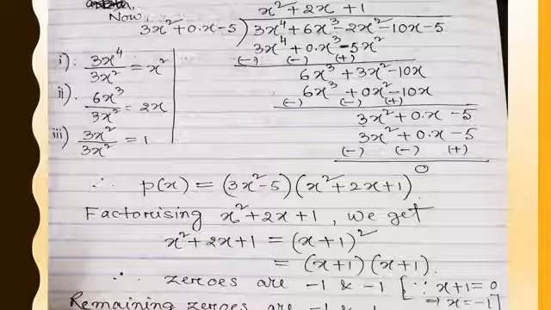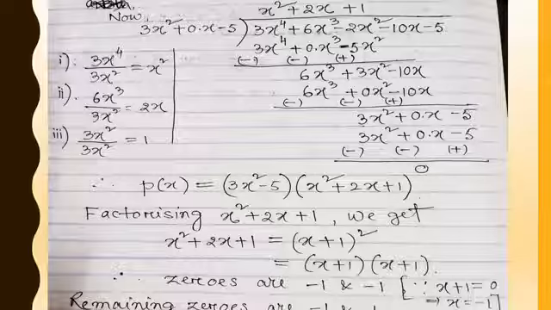Here p of x becomes our dividend. So our dividend is equal to divisor into quotient, and the first factor is 3x square minus 5, and the other one is x square plus twice x plus 1. Divisor into quotient plus remainder, where the remainder is 0, so you need not write the 0 here.